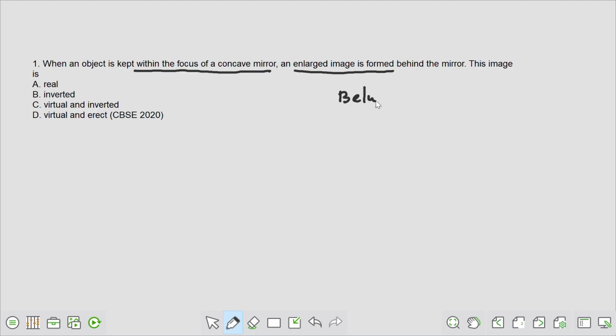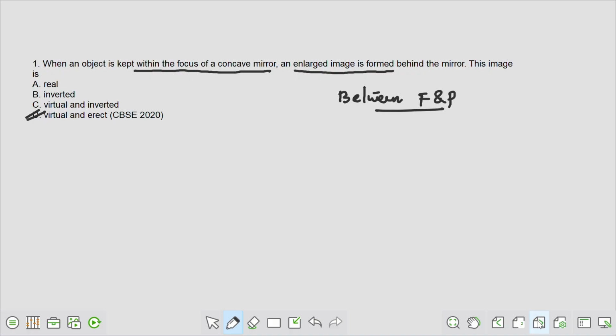Yes, between F and P. This is the only position where we get the image behind the mirror. So what is the nature of the image in that case? Virtual and erect. Very good. So the option is D.